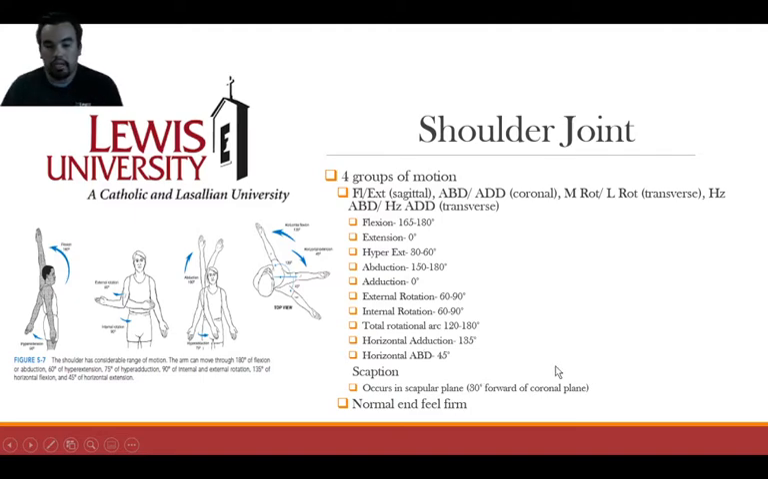Horizontal adduction, so when I bring my arm here to here, right, I'm looking at about 135 degrees. And then horizontal abduction is about 45 degrees.